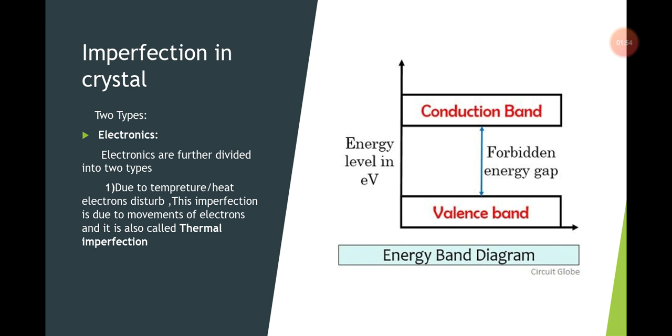If we see in the figure, there are the conduction band and the valence band. Let's suppose in the valence band there is NaCl, and in the conduction band there is the ion of NaCl, and between the valence and conduction band there will be a forbidden energy gap.